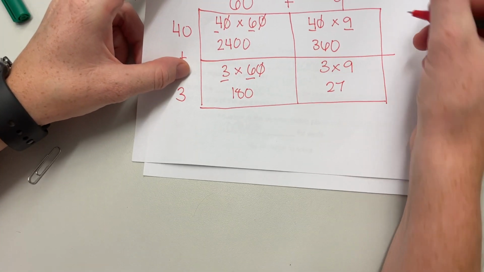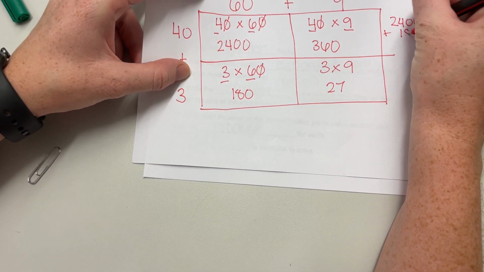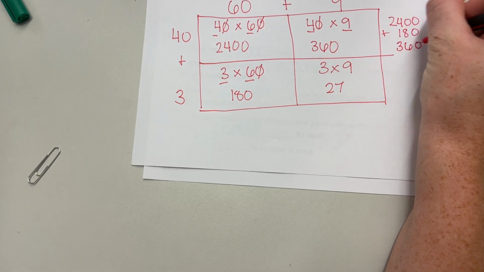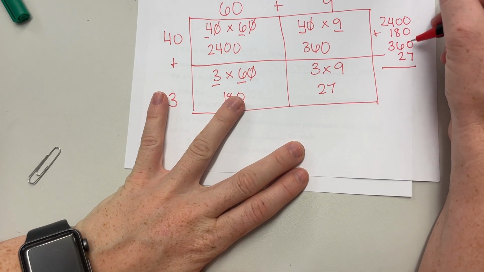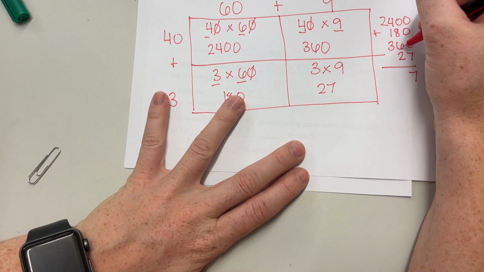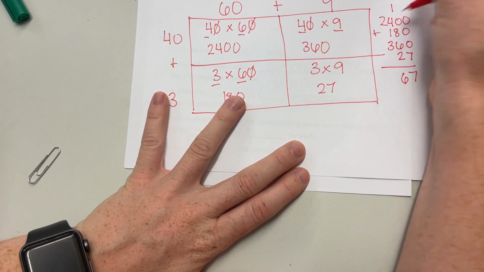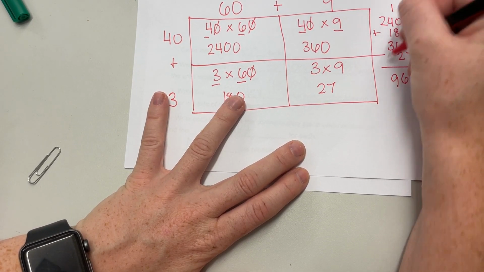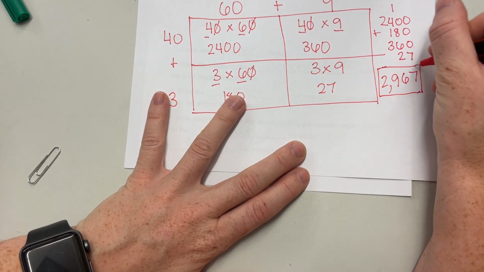So 2,400 plus 180 plus 360 plus 27. 0 plus 0 plus 0 plus 7 is 7. 0 plus 8 is 8. 8 plus 6 is 14. Plus 2 is 16. Carry the 1. 1 plus 4 is 5. 5 plus 1 is 6. 6 plus 3 is 9. 2 plus nothing is 2. So I have my answer of 2,967.